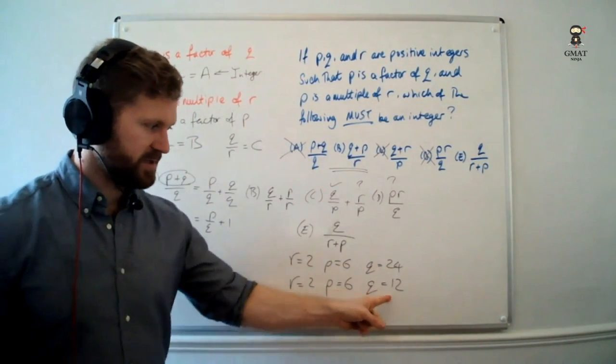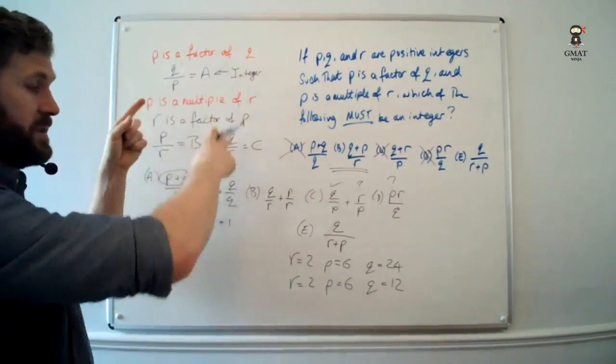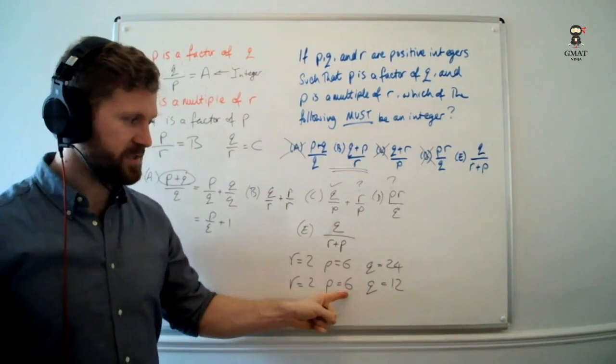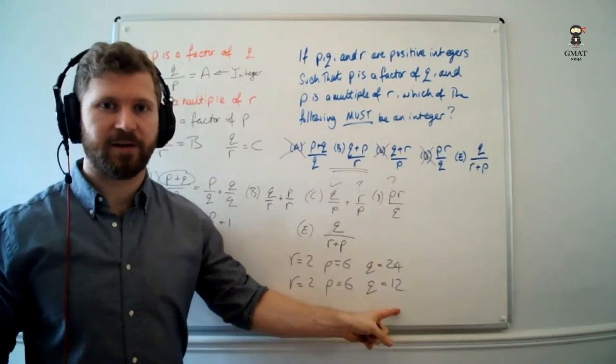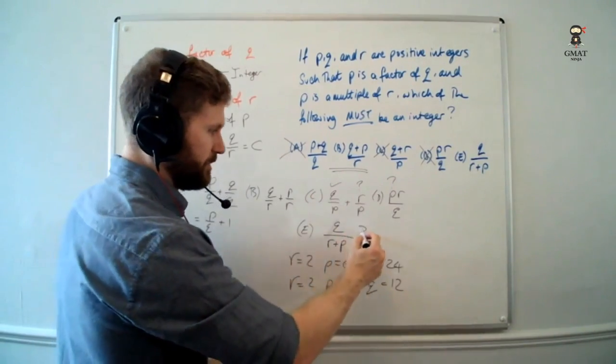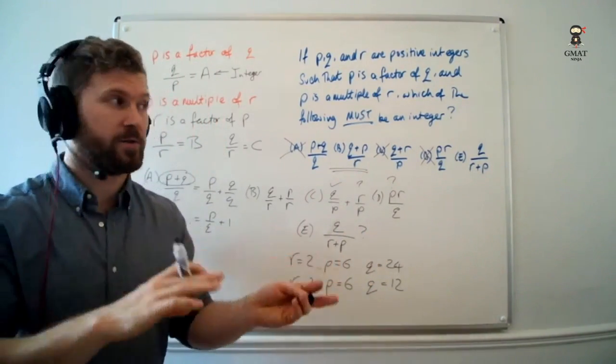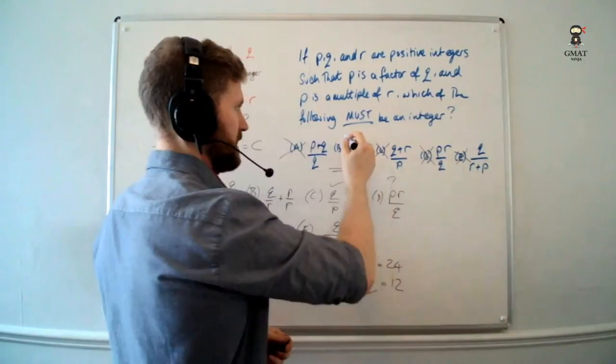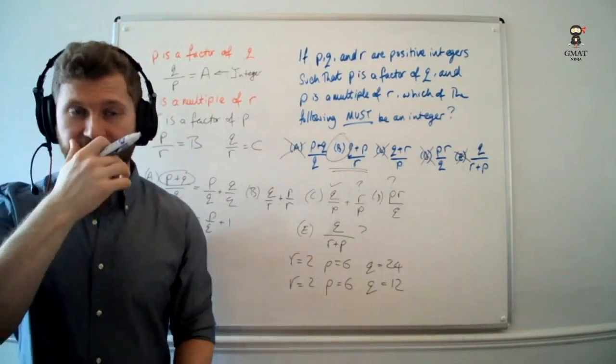divides 6, 6 divides 12, 2 divides 12. So all these 3 conditions are satisfied, but 2 plus 6 is 8, and 8 does not divide 12. We get 1.5. That would not be an integer. So again, E could be an integer, could not. Cross it out. As we said earlier, B is definitely the answer.